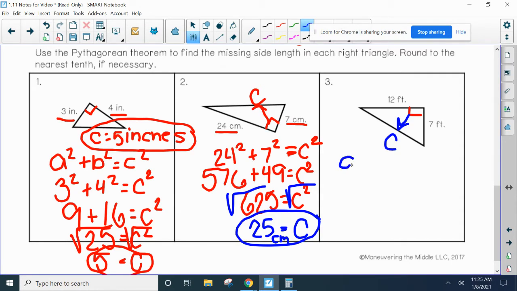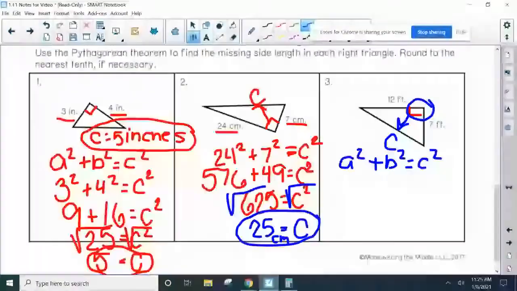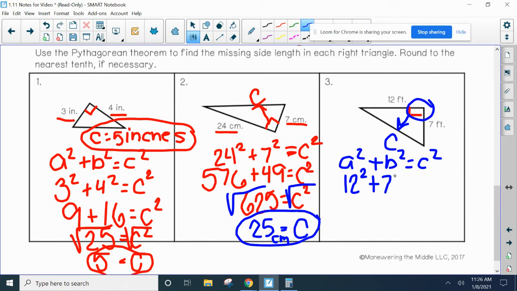All right, so we know a squared plus b squared equals c squared, where a and b are those sides formed by this right angle. So for our a squared, I'm just going to pick 12. You could have picked 7, as long as they are your a and your b. So 12 squared plus 7 squared is going to give me that missing side length squared. So 12 times 12 is 144, plus 7 times 7 is 49, is equal to our c squared.